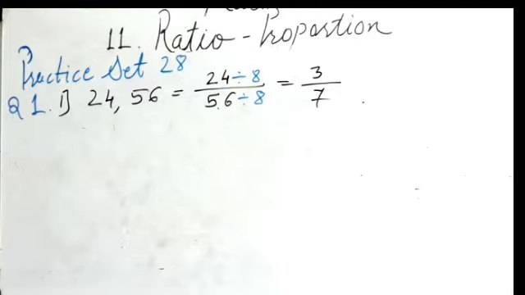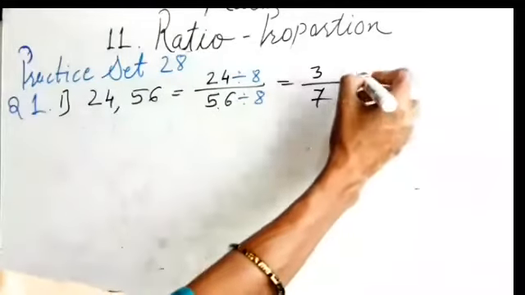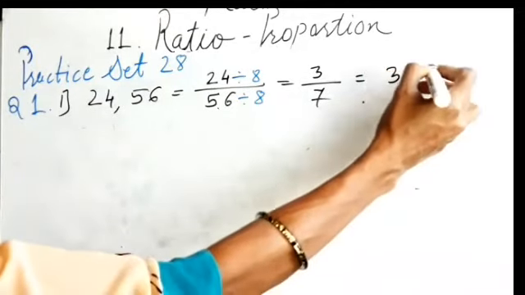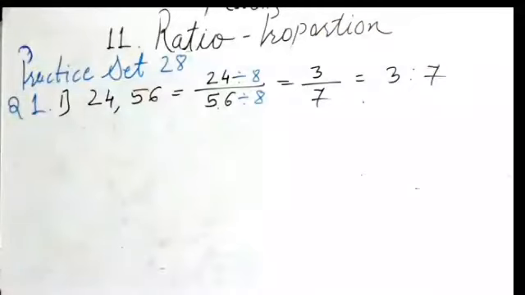3 upon 7, or you can write the ratio in this way also, as a proportion, that is 3 is to 7. In both ways you can write. Though they ask the ratio, you can write in the proportion also. This first question you have to solve. Then you can tell me practice set 28.